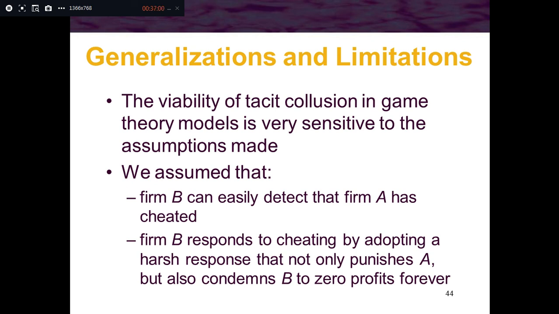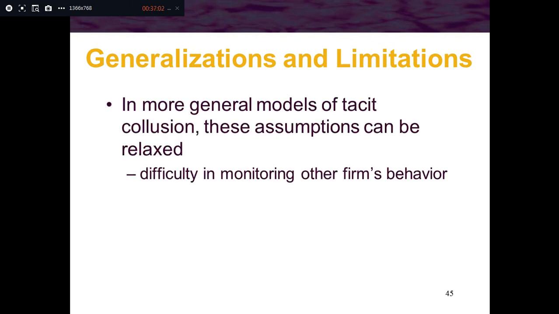That is, in more general models of tacit collusion these assumptions can be relaxed, like difficulty in monitoring other firms' behavior. Other forms of punishment may be adopted.